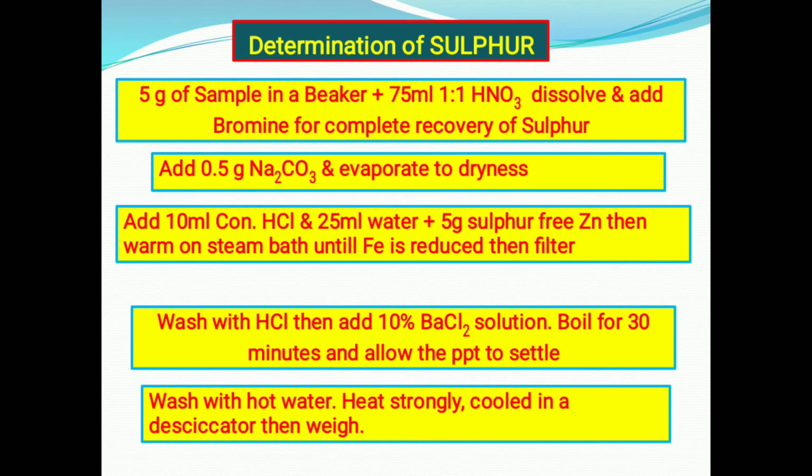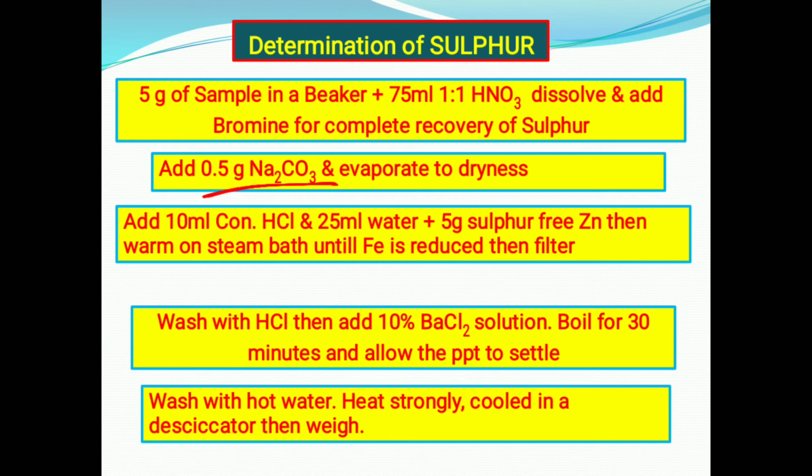So just the conclusion for the determination of sulfur present in blast furnace slag. What should you do? Take 5 gram of sample in a beaker, then add 75 ml 1:1 HNO3, dissolve it, then add bromine.